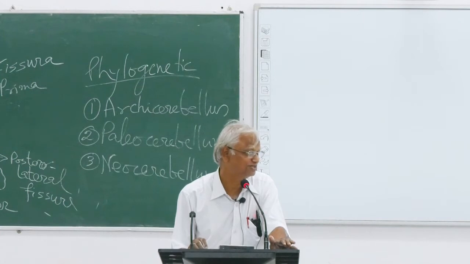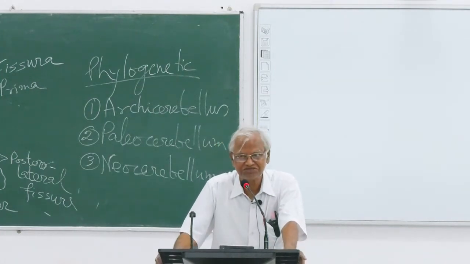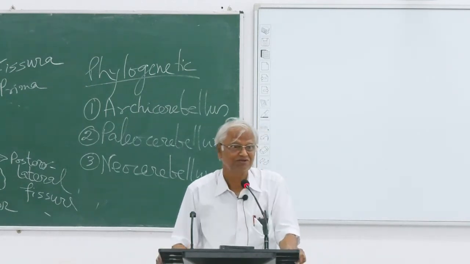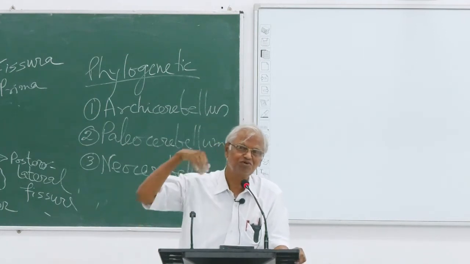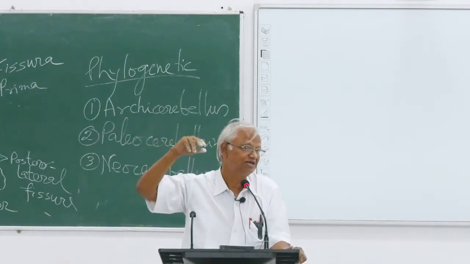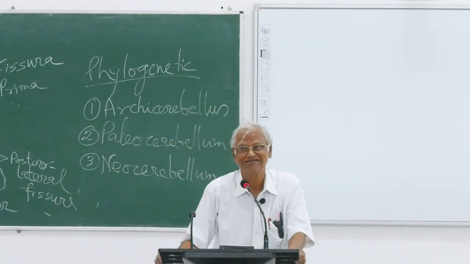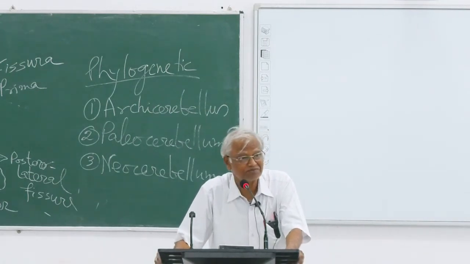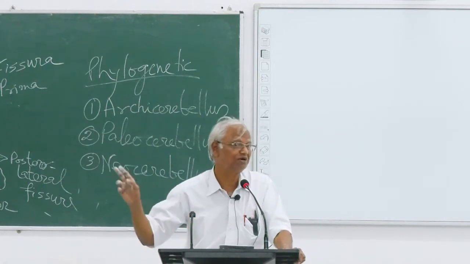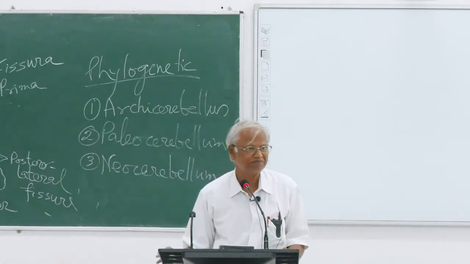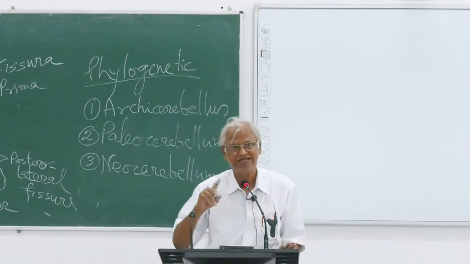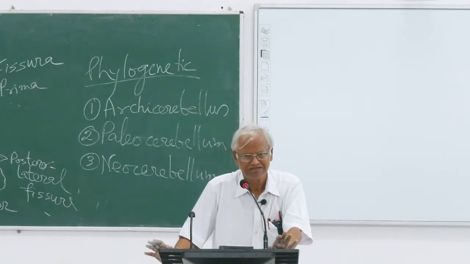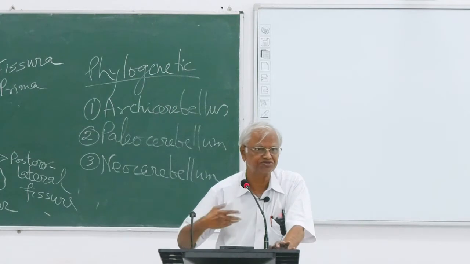Just like deca and deci, both mean 10. But when you do maths, deca means 10 times more, so 10 decagram means 10 grams, and deci means one tenth. Both mean 10, but in mathematics we use them differently. Similarly, in physiology, archicerebellum means oldest, paleo means not so old but old, and neo means new.